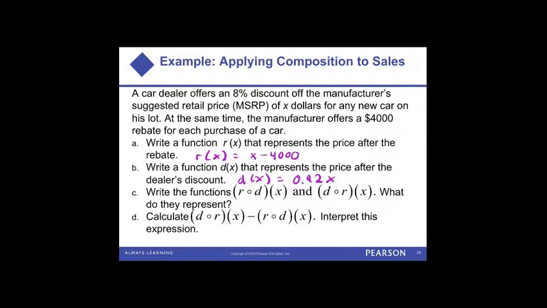So if we do R compose D, that means D is inside of R. Ultimately, we should get 0.92x. Let's write it like this. R compose D of x: D is inside of R, so that's going to be 0.92x minus 4,000. And then D compose R of x: R is inside of D, so that's going to be 0.92 times x minus 4,000. I know it's a little bit cramped, but we have it typed up here.